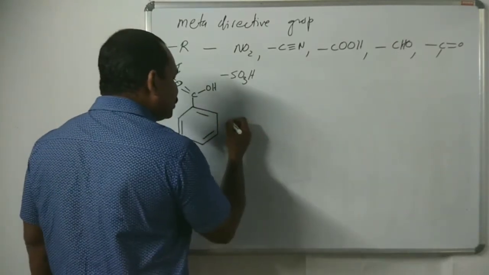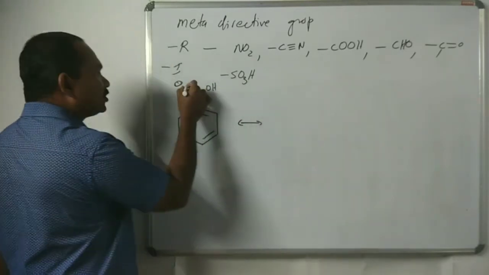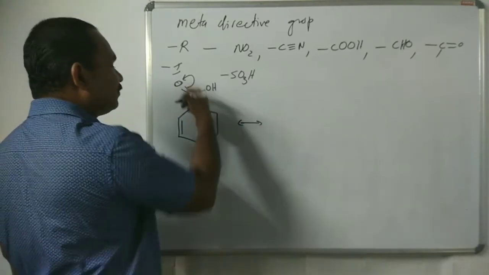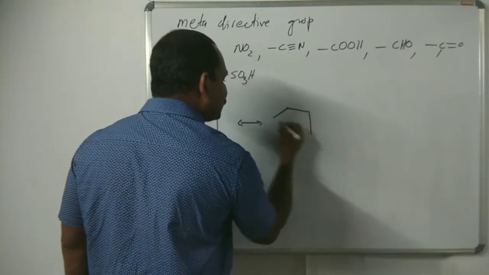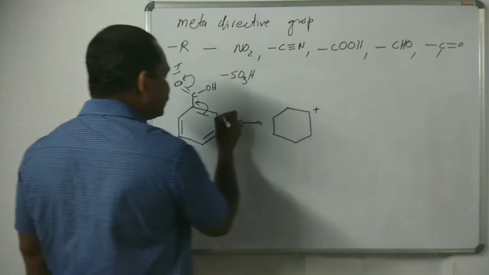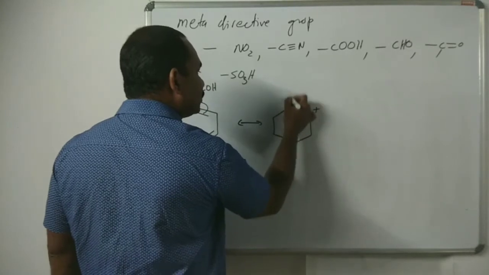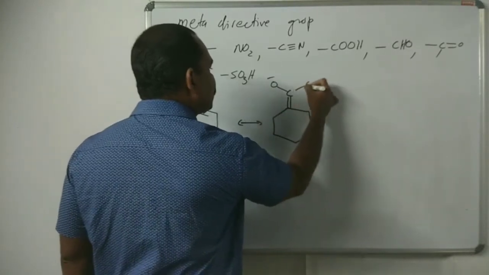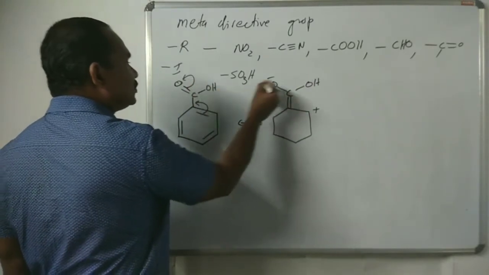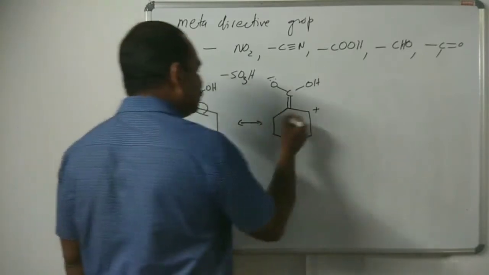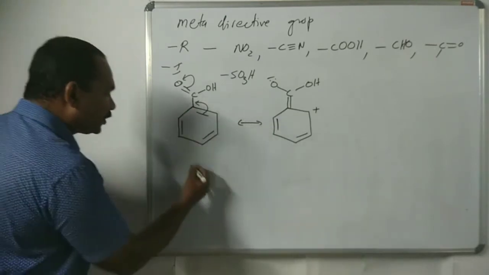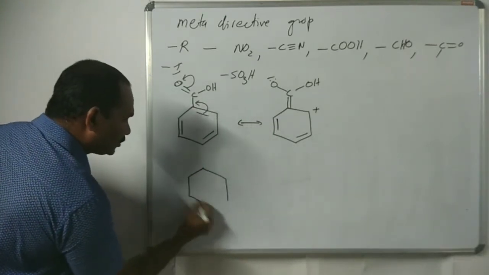Benzoic acid. Here the oxygen is more electronegative, that's why the electron is moved from the benzene to the functional group. The group becomes negative and the carbon on the benzene ring becomes positive. So CO minus OH. When this pi bond is shifted to oxygen, the oxygen becomes negative and two other pi bonds are there. Also we can start from this, no problem.